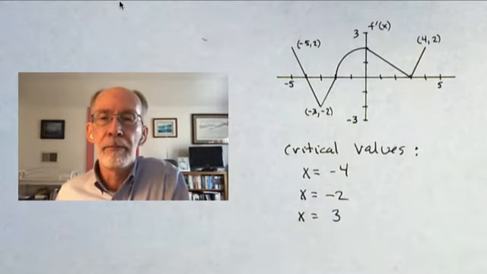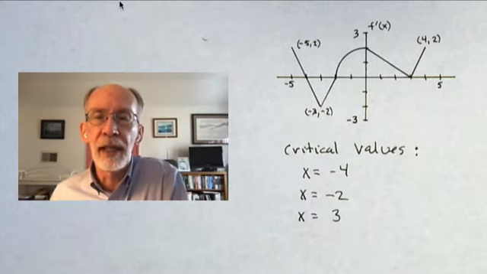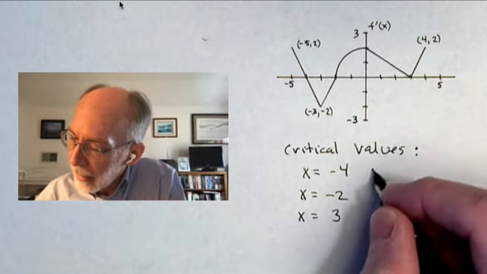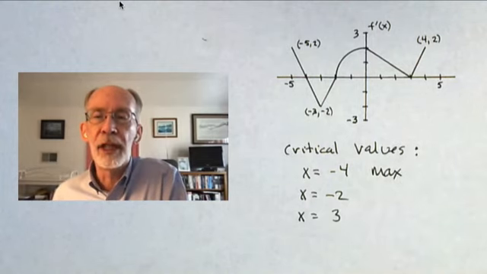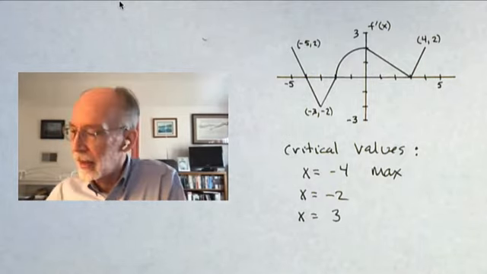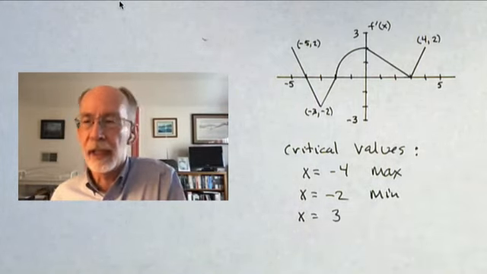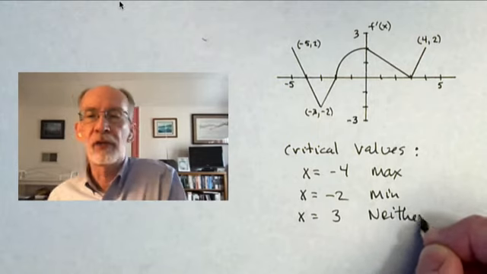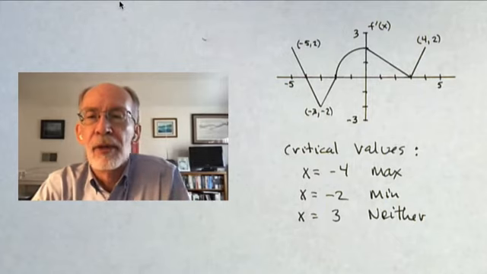Now, at x equals -4, f prime is changing sign from positive to negative, which means f is transitioning from increasing to decreasing, which means it's having a relative maximum. At x equals -2, f prime is changing from negative to positive, which means f is transitioning from decreasing to increasing, which means f is having a min. And at x equals 3, there's no sign change in f prime, which means there is neither a max nor a min of f. Not too tough, folks.